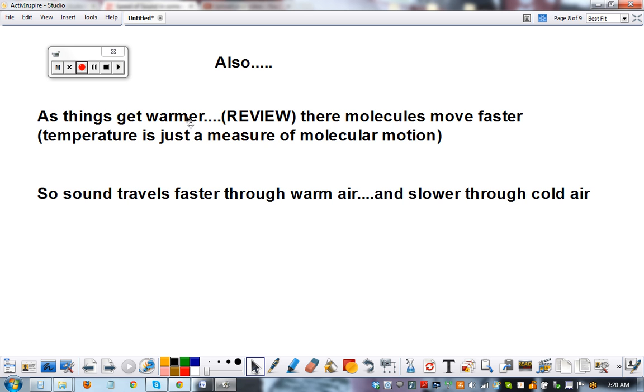Also, when things get warmer, here's some review. Their molecules move faster. We learned last unit that temperature is just a measure of molecular motion. So if the molecules are moving faster, then they can send the messages faster to the next molecule. In other words, sound will travel faster in warm stuff and slower in cold stuff. So the speed of sound actually is different when it's cold or hot outside.